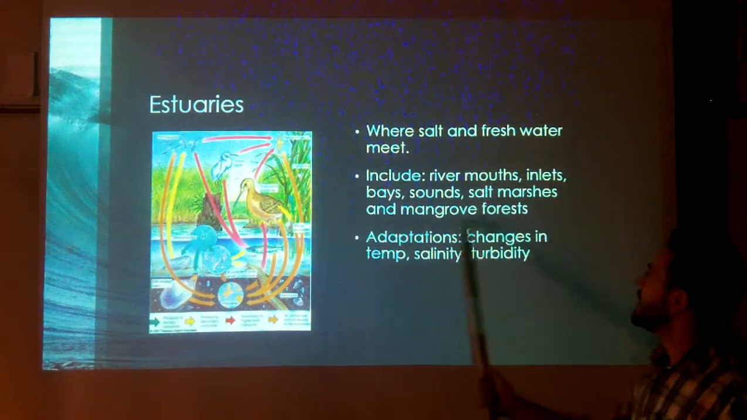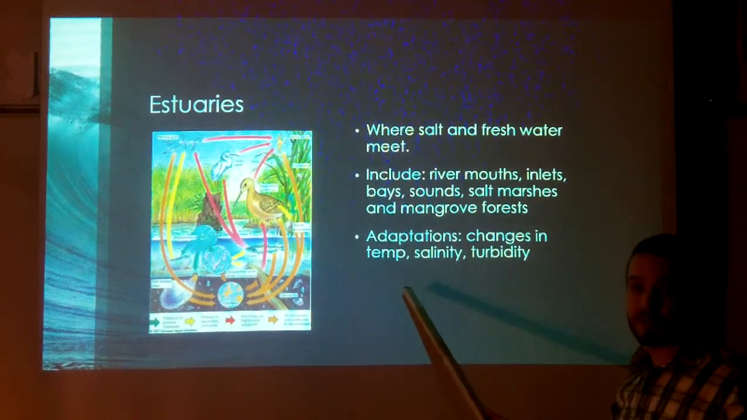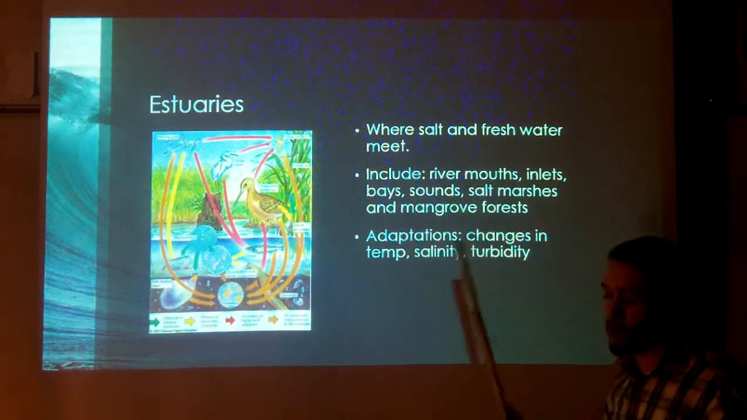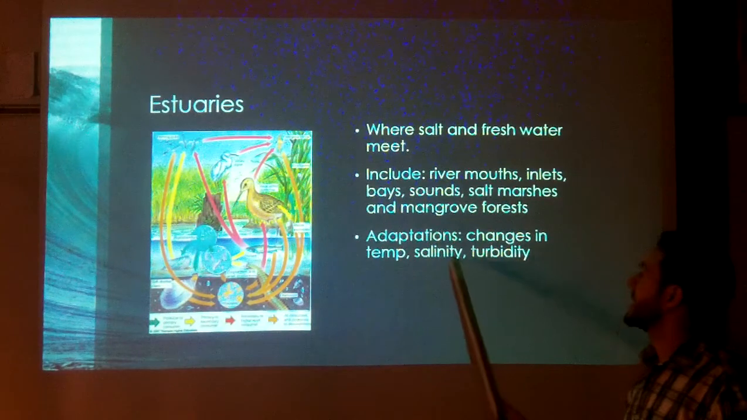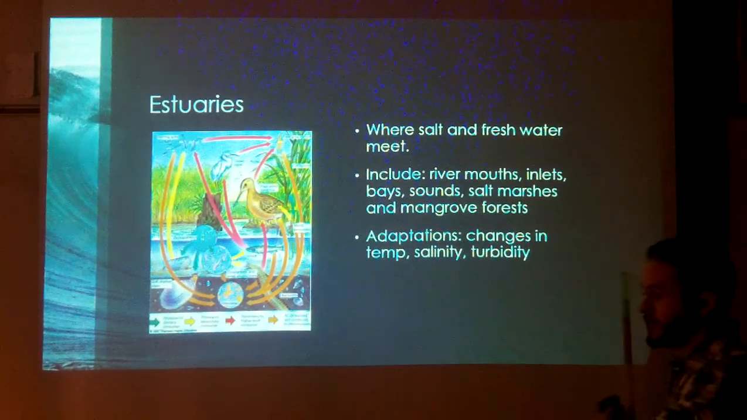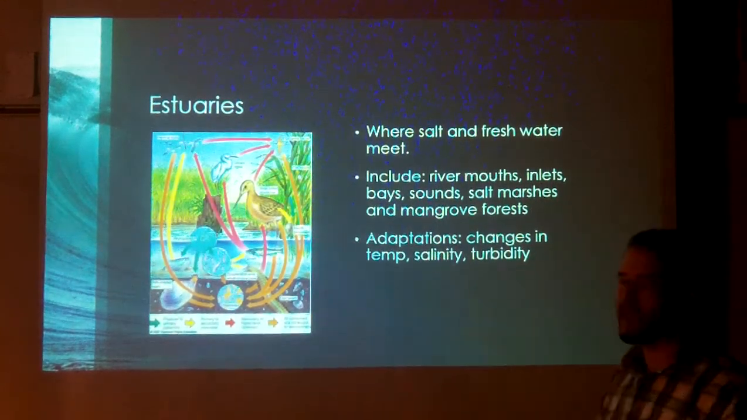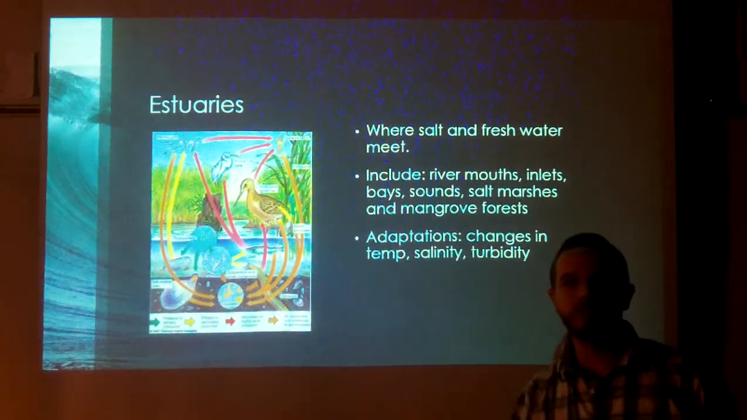Organisms here have to be able to deal with changes in temperature, from being covered in water to being exposed to air, changes in salinity, with salt water coming in at high tide, then fresh water rolling over you during low tide, and then turbidity. Turbidity is a measure of clarity, how well you can see through the water.